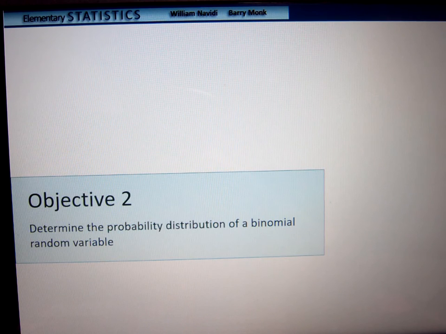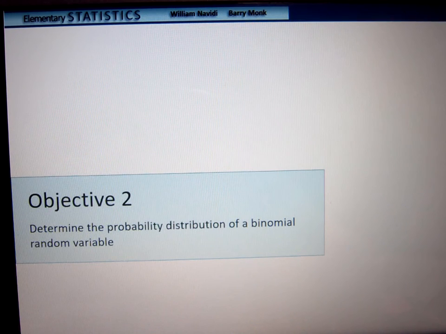Okay, determine the probability distribution of a binomial random variable. Here we go.